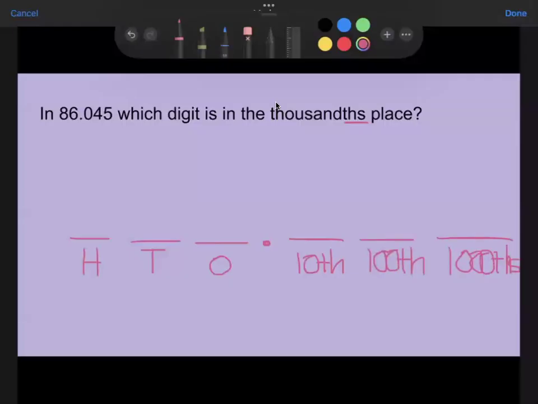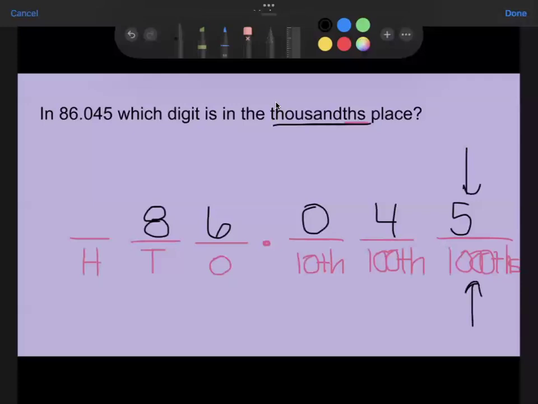Okay, perfect. So let's go ahead and fill in the number we have. In our number, we have an 8 and a 6 in front of the decimal. So we'll put the 8 here and the 6 here. And then after the decimal, we have a 0, a 4, and a 5. They're asking us which digit is in the thousandths place with a TH. So already we know we're looking for a decimal place value. We go to the thousandths place, which is right here, we find a 5. So that is going to be our answer. The 5 is in the thousandths place.